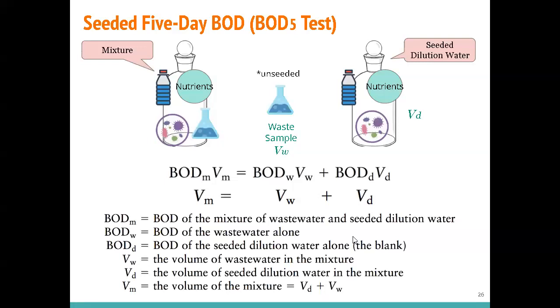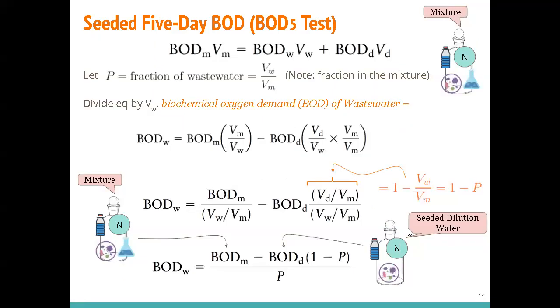So this is just how we express everything. Okay, left-hand side, mixture. This one is the mixture. Right-hand side, waste sample, VW in here. And the second term is the seeded dilution water, which means that we can have measurement for mixture and seeded dilution water and calculate the middle term in here. Okay, now we have the equation.